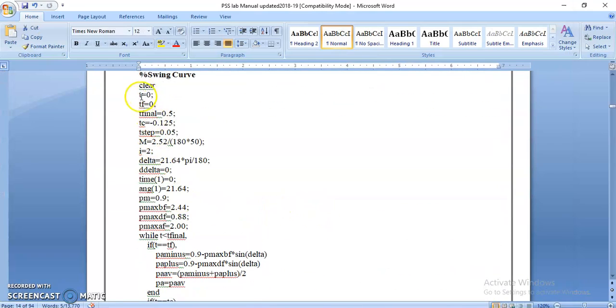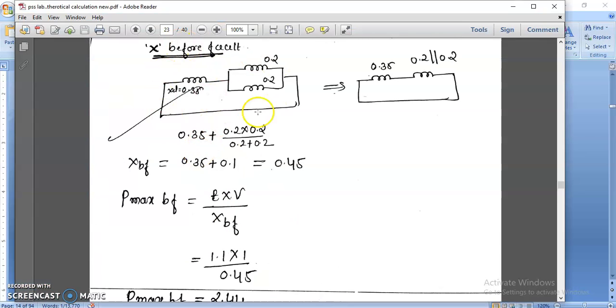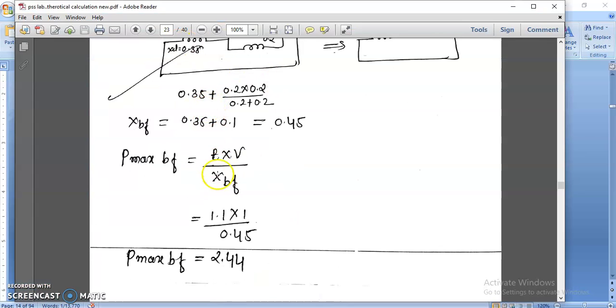See, all values are given here. T final we have to calculate, along with all these things, and this is the kinetic energy. See here, we got P max before fault, during fault and after fault as 2.44, 0.882. You have to find this, along with the angle also. Let us see the theoretical part that I am going to discuss. This is before fault; you have to add the reactances, with series and parallel connections.